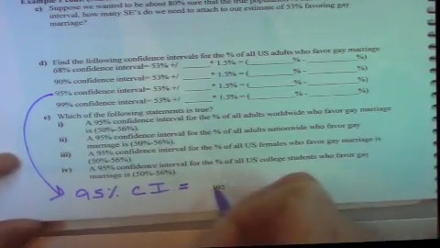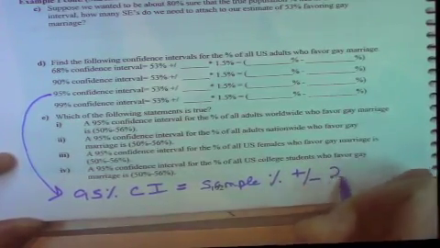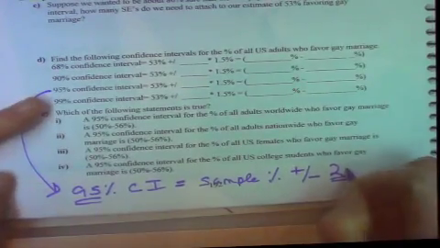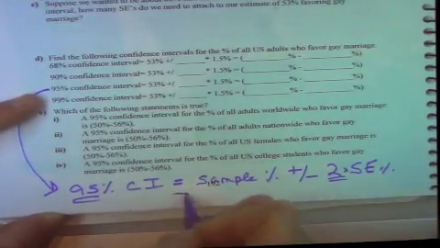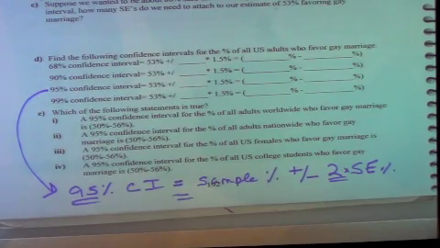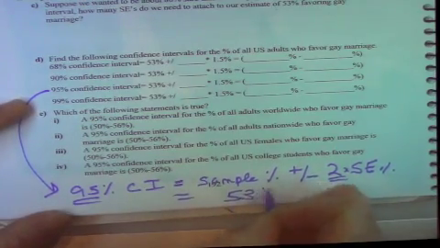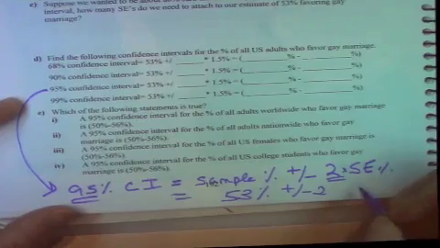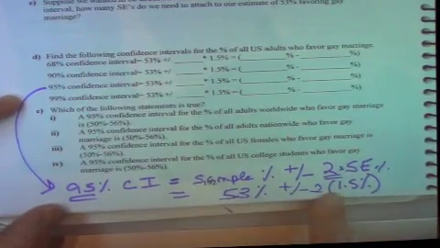A 95% confidence interval is going to be our sample percentage plus or minus 2, because that goes on the normal curve with 95, 2 times the standard error for percent. So what does it mean in this case? It means that our sample percent is what? What did we get in our sample? Hello? What did we get in our sample? 53, plus or minus 2 times what? What's our standard error for percent? 1.5. 1.5, yeah. Okay, so it's 53 plus or minus that.